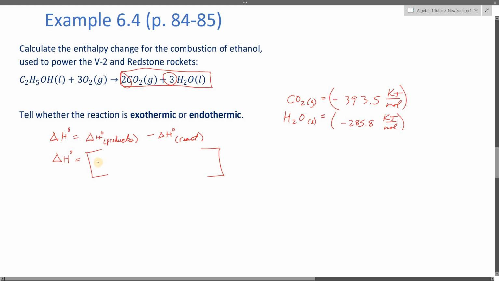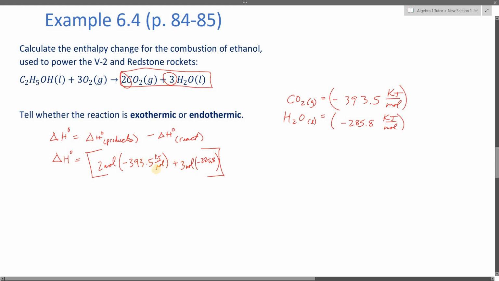So I have 2 moles of CO2. The enthalpy for CO2 is negative 393.5 kilojoules per mole. Forgive the penmanship, working on getting skilled at this. And then plus, I need 3 moles of water, and I'm going to plug in negative 285.8, and then I'm going to close that. So that's kilojoules per mole as well.